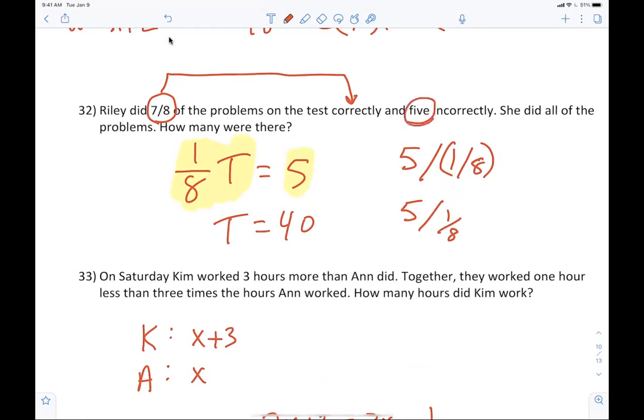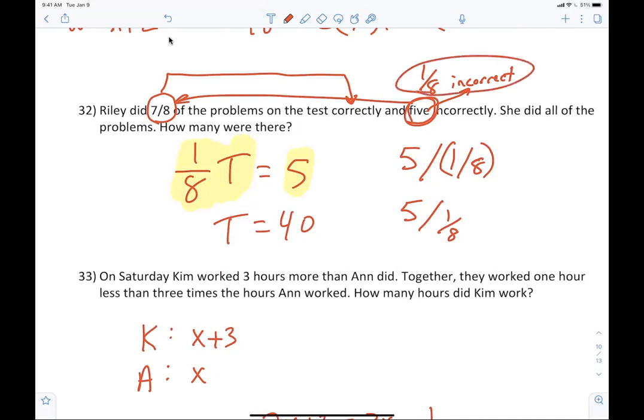This is the what? Incorrect. Come on now. 1/8 is incorrect. Do you not know that? No, I do, but I'm just confused. There's nothing to be confused about. 5 goes with incorrect. 5 doesn't go with 7/8. 7/8 is correct. You put correct with correct, incorrect with incorrect. 1/8 of the test is incorrect. 5 questions are incorrect. Those things go together. Right? Yes, good.